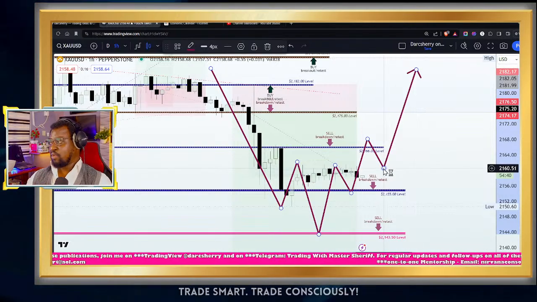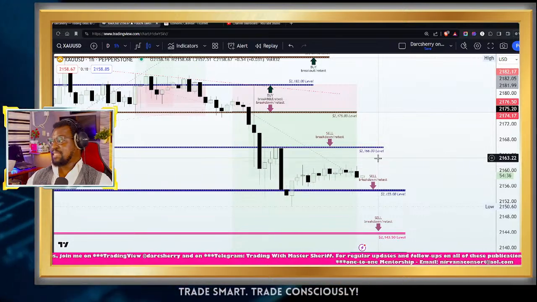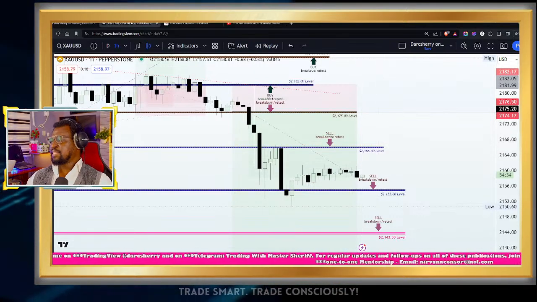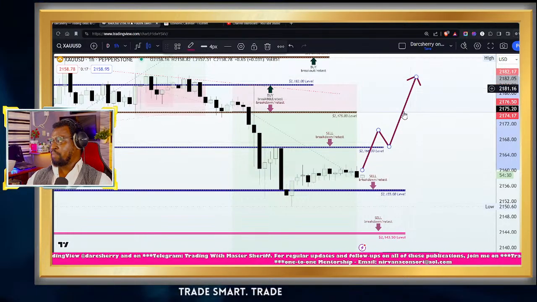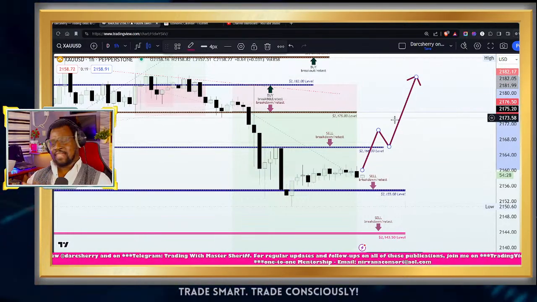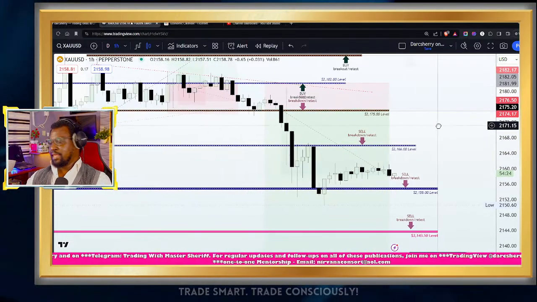So at this point in time, I'm yet to see any form of reversal pattern. But let's see if the market will break out and retest the 2166 for a buying opportunity. I don't know yet, but if anything comes up, surely I will be with you in the comment section.